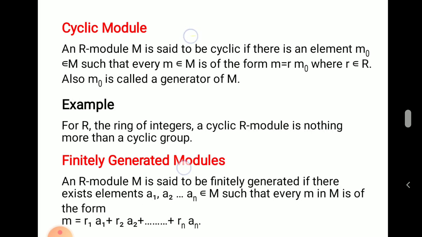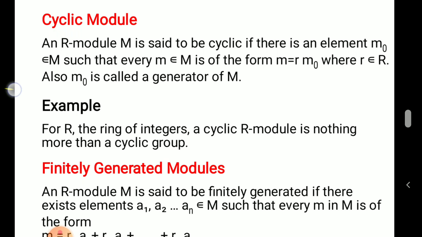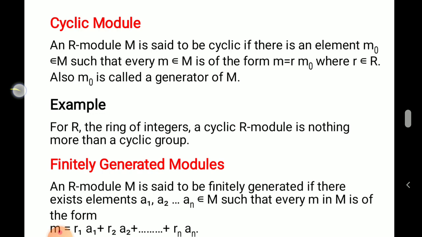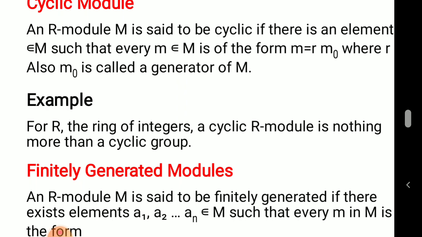Then the next definition, cyclic module. An R module M is said to be a cyclic module if there is an element m0 belonging to M satisfying the condition that every element m belonging to M is of the form m equals r times m0, where r is an element of the ring R. If this condition is satisfied, then the R module M is called a cyclic R module, and m0 is called a generator of the cyclic module M. For example, if R is the ring of integers, a cyclic R module is a cyclic group.